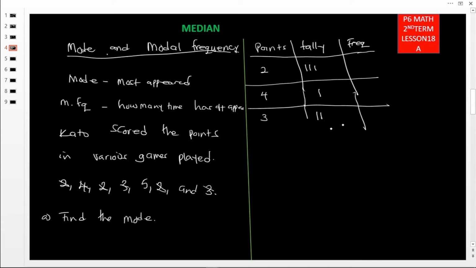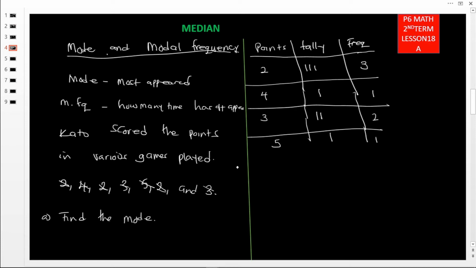Then we continue with this one. Lastly, we are going to have a 5. How many 5's are we having? There is only 1 5. Now these are the tallies. Frequency means the number of times the number has appeared, so we use the tallies to get the frequency. This one has appeared 3 times, this one 1 time, this one 2 times, and this one also once.